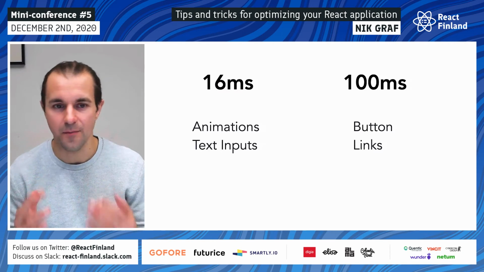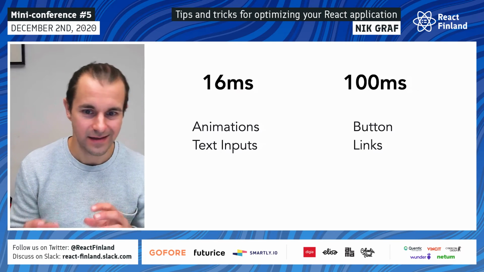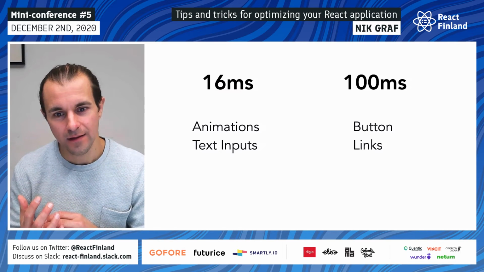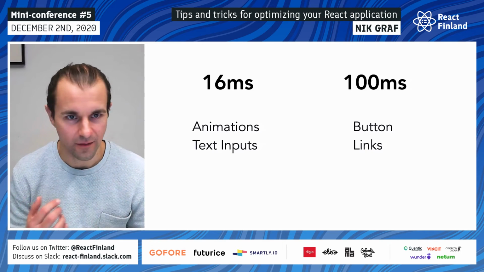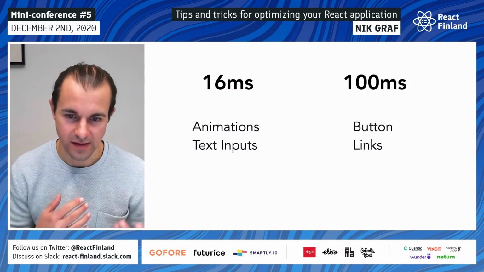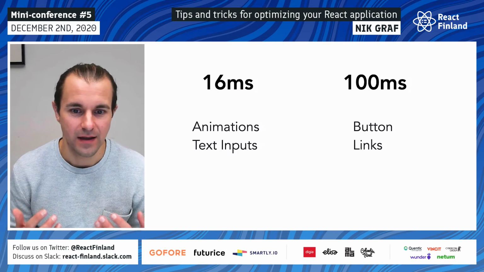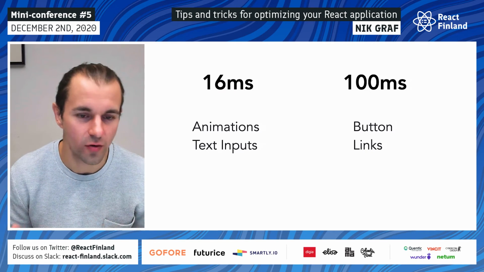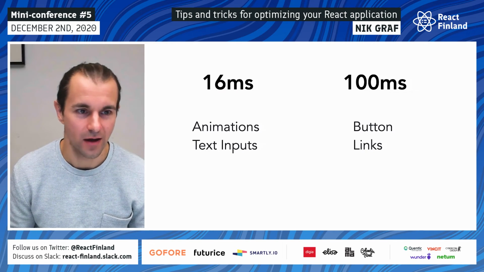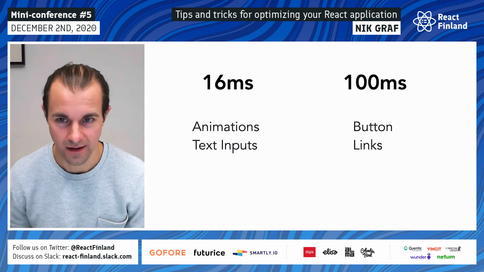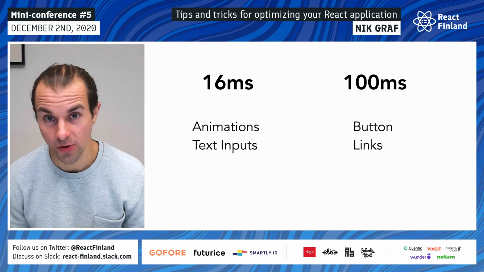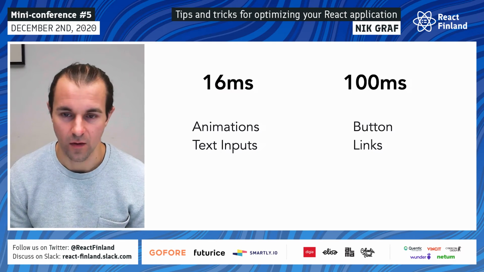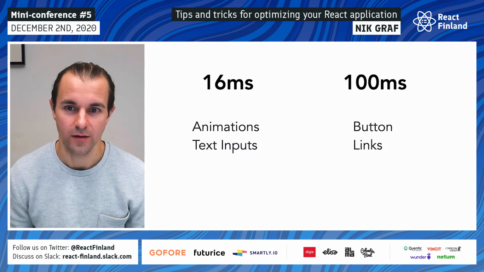But if you click a button and you add a list item or a link, it's a one-time change. If there's a small delay there of 70, 80 milliseconds, it doesn't have a high effect, or there's no noticeable effect for the user. While with animations and text inputs, there will be. So let me show you an actual example where this matters, or what you can do to make this happen.